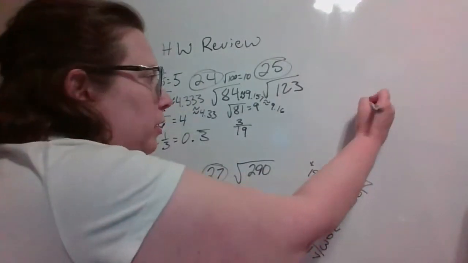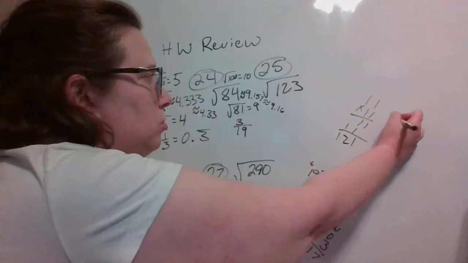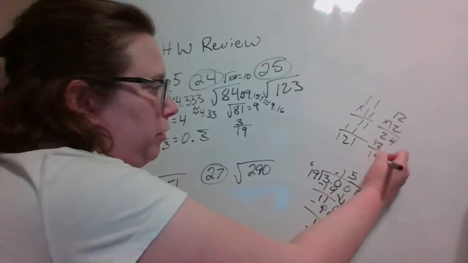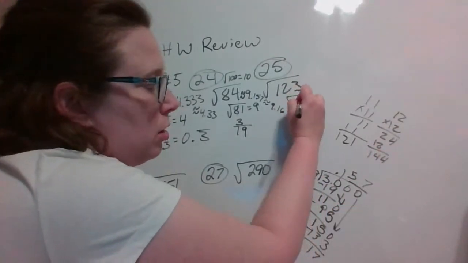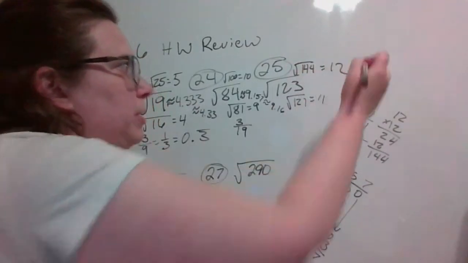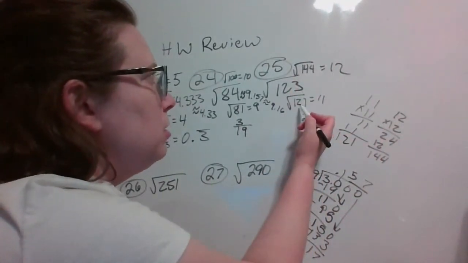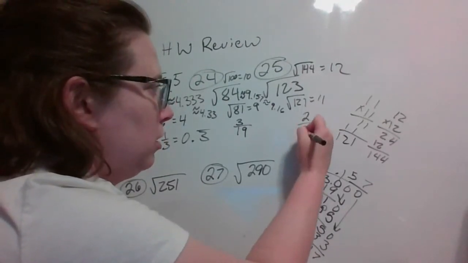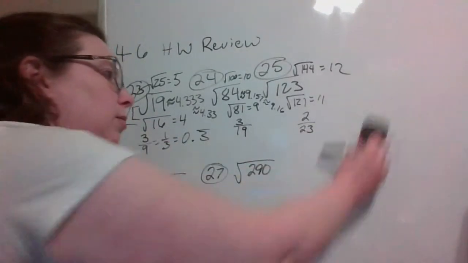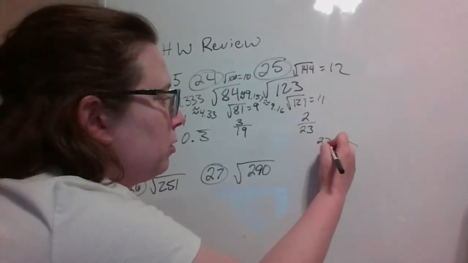Let's see. 11 squared is 121. 12 squared is 144. So those would be our two perfect roots here. It's getting pretty messy. The difference between these is 2, and the difference between these would be 23. So then I'm going to erase this so you guys can see my math here. So 2 divided by 23.